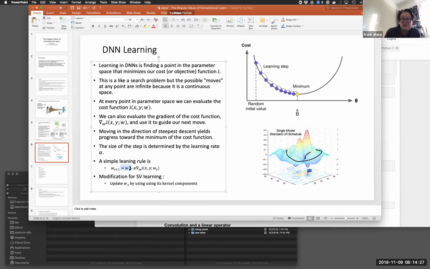We have these weights of the network, parameters, and we're adjusting the parameters from the parameters at step s to the next step, s+1, using this very simple learning rule that I've described here, where we're proportioning our step by this learning rate alpha. So finally, in this paper, for what we might call singular value learning, the update to our weights is done by using the kernel components.